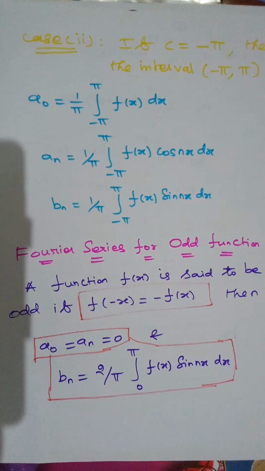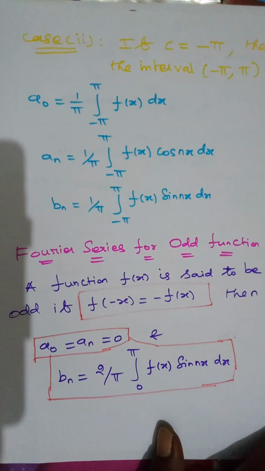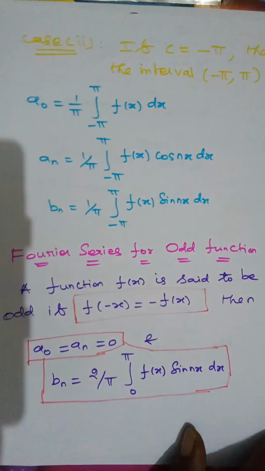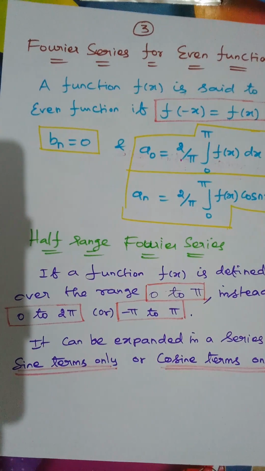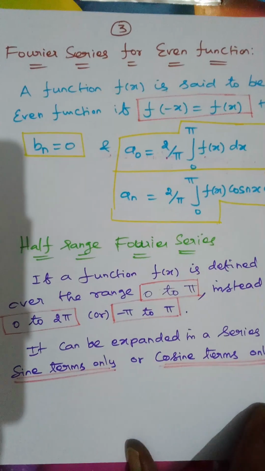Bn can be written as 2 by pi integral from 0 to pi f of x sin nx dx, isn't it? So the f of x contains only bn, isn't it? Please remember when the function is an odd function. And the next one, Fourier series for even function.